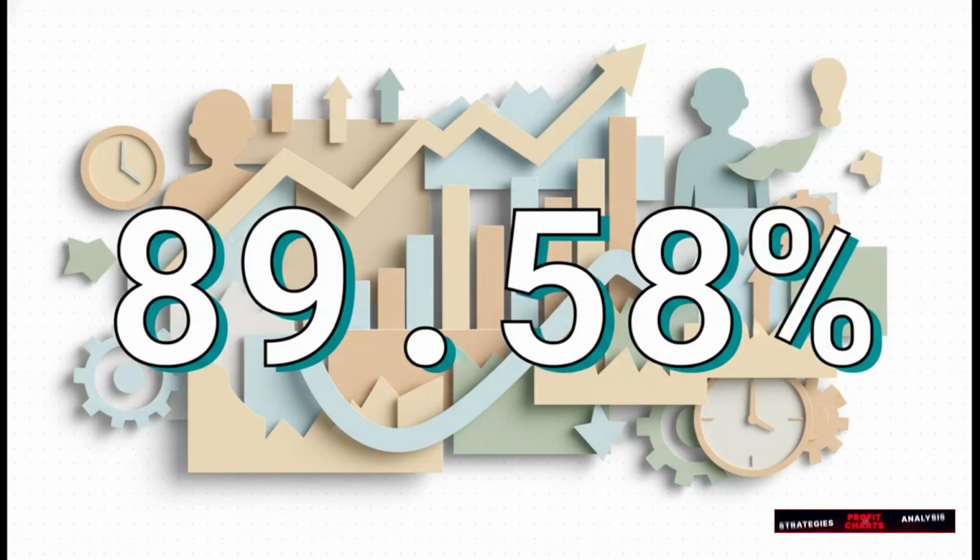Now, get a load of this number. What makes 89.58% so wild is the history behind it. When people have backtested simple, no-indicator reversal strategies over a massive 14 to 16-year window, they've seen profitability rates hit up to 89.58%. So, we aren't just guessing here. We're looking at repeatable patterns driven by basic human psychology that have literally worked for decades.